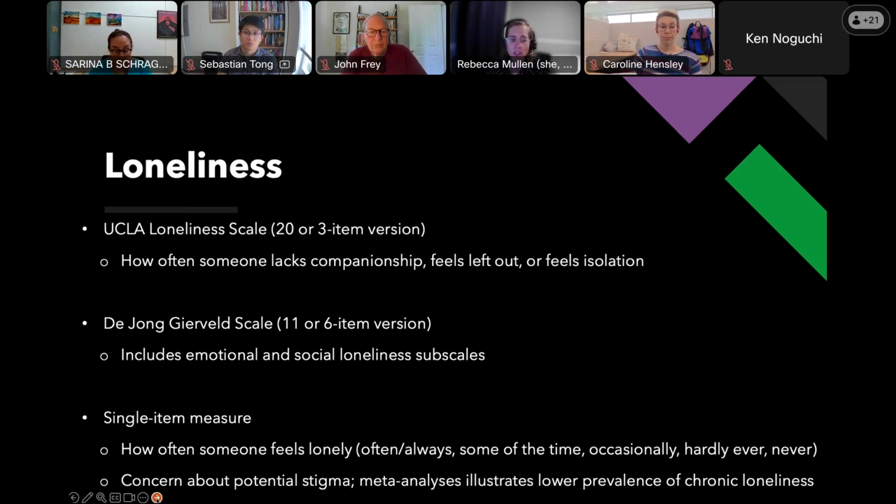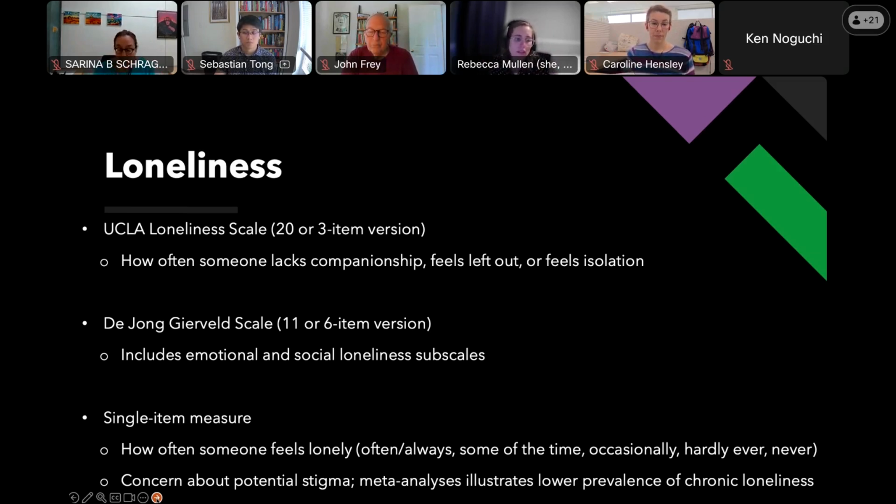One benefit of De Jong-Gerveld is that it includes 2 subscales of 2 different types of loneliness, emotional and social loneliness. Social loneliness is really feeling like you lack a larger social group, versus emotional loneliness, which is feeling lonely about lacking an intimate someone or a closer network.